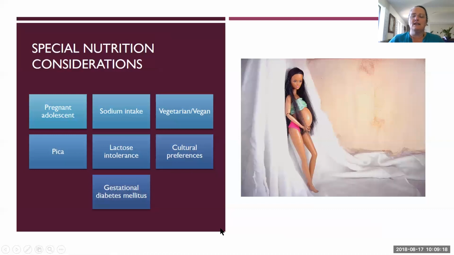And then gestational diabetes. This is somebody that has a diabetic syndrome while they're pregnant, and these women need to follow their diet very closely. We're going to talk more about infants of diabetic mothers when we get to the chapter on complications.